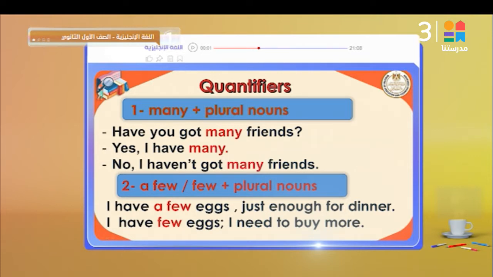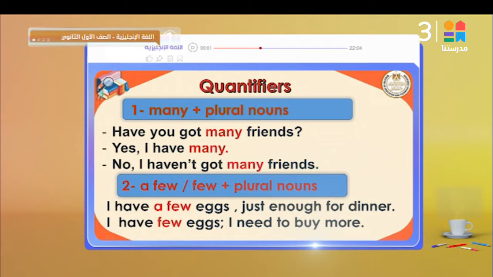Again, the word few. Few means a small number. Again, it's used with plural nouns. So I have a few eggs. We can say few eggs, few pens, few friends, but we can't say few money because money is uncountable. We don't use few. We can say few pennies, few pounds, few coins. So many and few are used with countable plural nouns.